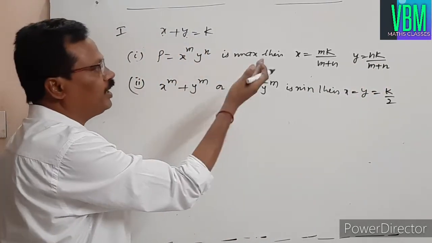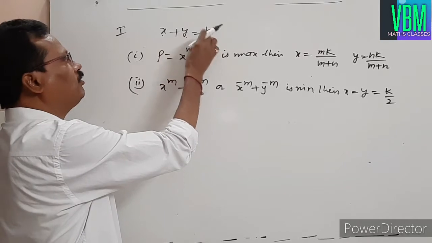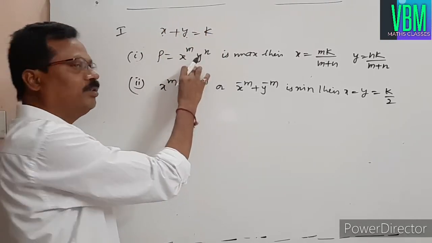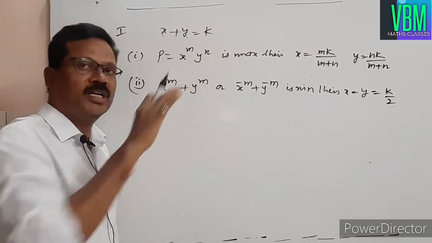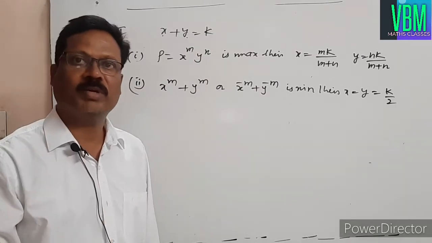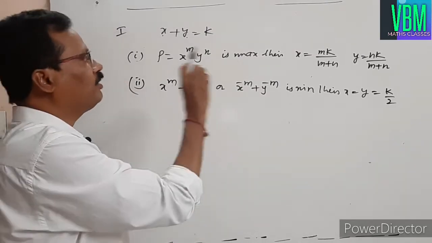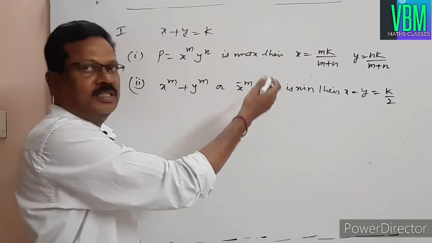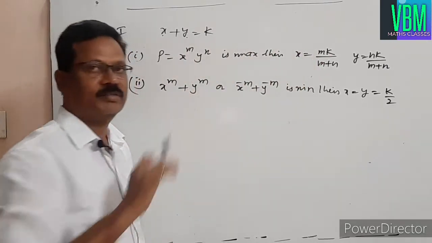Now here, how do we get x and y? y is equal to k minus x. Substitute here. This becomes a single variable in terms of x. For maximum or minimum, first derivative is equal to 0. Then you will get x, and from x we get y.